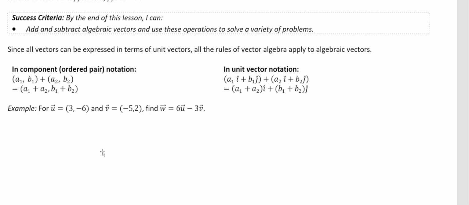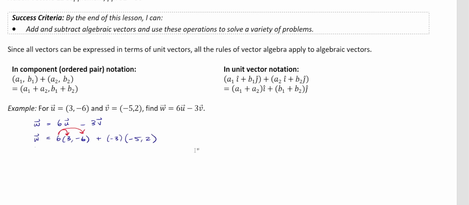So for vector u equal to 3, -6, and vector v equal to -5, 2, find vector w, which is equal to 6u minus 3v. We're going to start off by just restating the question. So vector w is equal to 6u minus 3v. And now I'm going to sub in u and v.